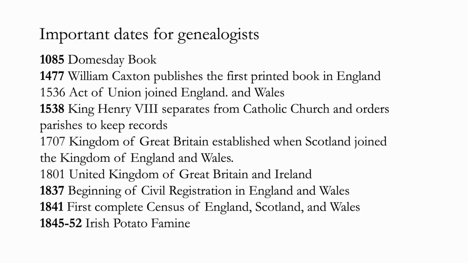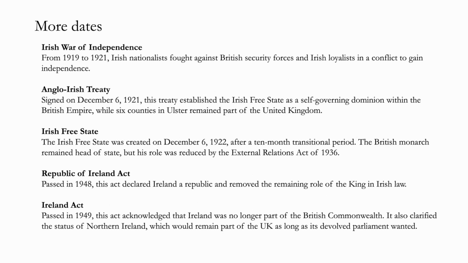And I tossed in 1845 to 52 because that's the main issue with the Irish potato famine, and well over 1 million people from Ireland came to America during that short period of time, and many after that, and quite a few before. Okay, I thought I was going to throw in, just to give you an overview real quick, the dates having to do with Ireland, because there's a lot of confusion about that.